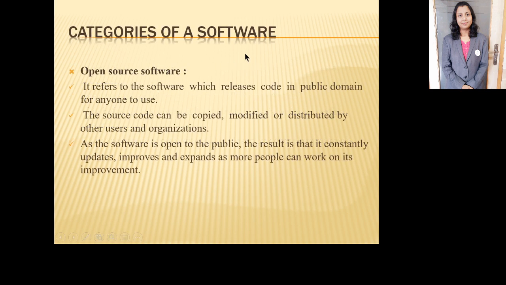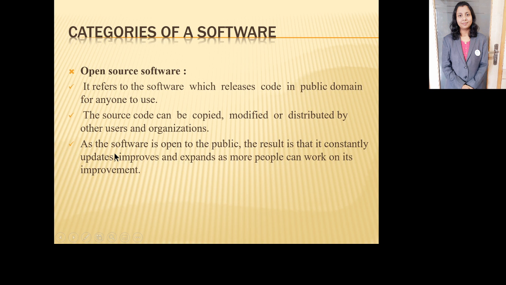Next, the categories of software. How is software divided? It is divided into two parts. One is open source software. It refers to the software which releases the code in the public domain for anyone to use. This is the code released by a particular company, which is open to anyone who can use it and modify it. The source code can be copied, modified, or distributed by other users and organizations. Here you can copy the code, modify it and use it.